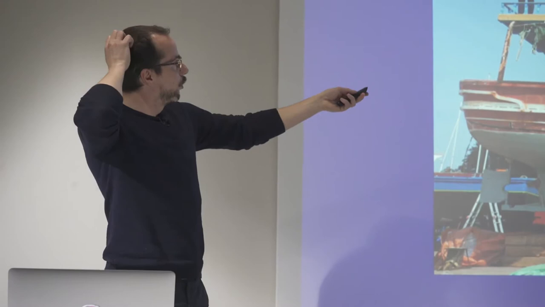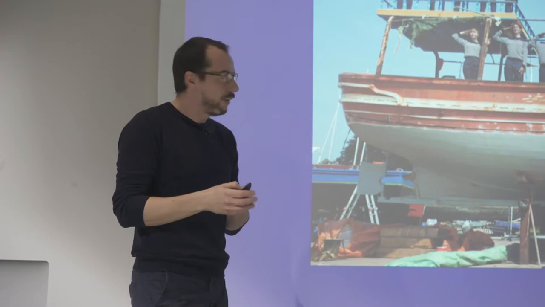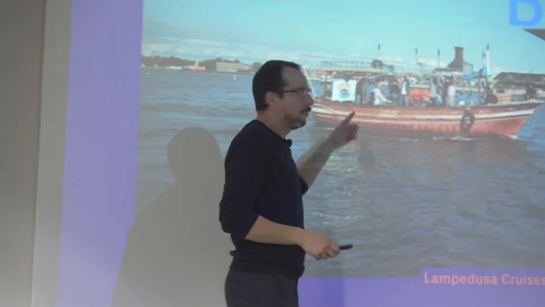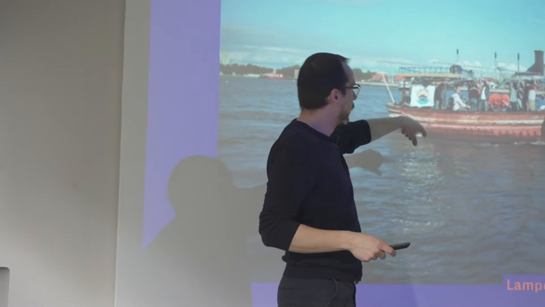Another incredible social design, called Lampedusa Cruises, was made by Theo Castelein, a contemporary artist in Amsterdam. Because in Amsterdam there are many boats that offer canal tours to discover the city. What he was able to do was to bring a boat that landed in Lampedusa in 2013 to the Netherlands, and restore it so that it can now sail the canals, because it must be electrically powered.